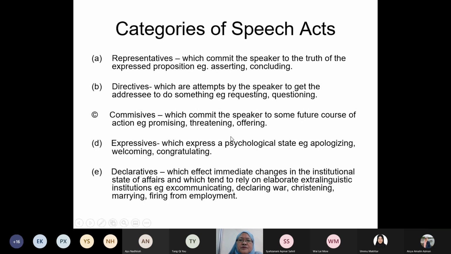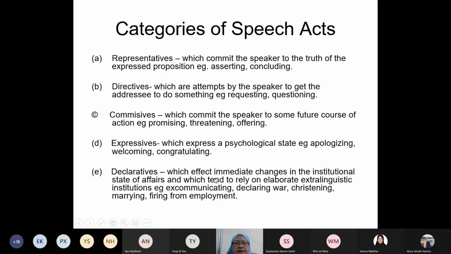So at the point of uttering, to the future course of action. Okay, then expressives. Expressives express a psychological state. For example, apologizing, welcoming, congratulating. So it expresses the state of mind.